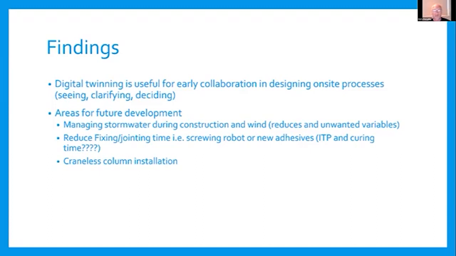Reduce fixing and jointing. A screwing robot is a definite idea, and craneless column installation, possibly using something like a glorified forklift. Okay, that's me. Thank you for listening, and I'll hand it back to you, Carla.